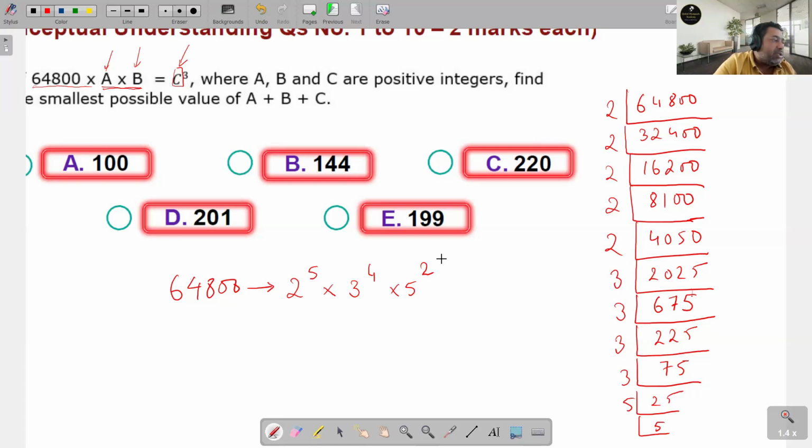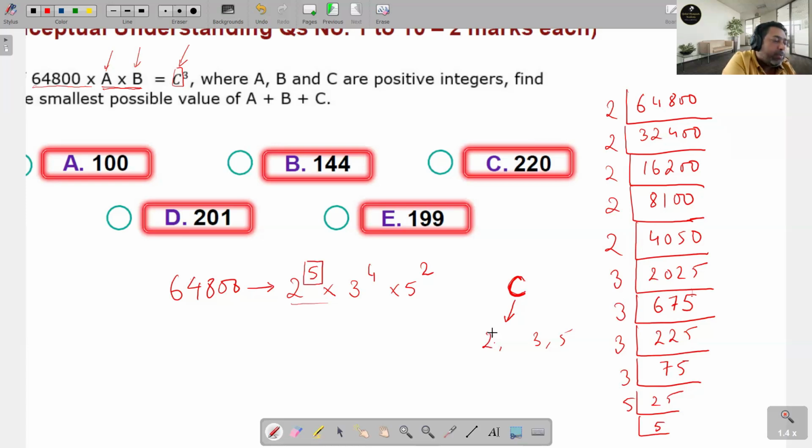Now, we need to understand that if we are multiplying something and there's a C here, the minimum value of C will definitely have 2, 3, and 5 as primes because these already exist in 64,800. So if you are looking for the smallest value of C, we need to include these primes. But here the power of 2 is already 5.